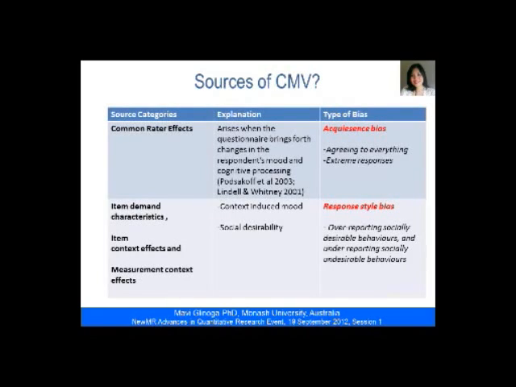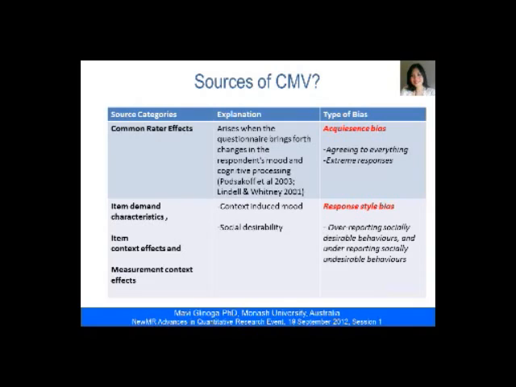The sources of common method variance or bias in our studies have been discussed by Ray a little bit earlier. So here, the first category is what we call in academia the common rater effects. Common rater effects arise when the questionnaire brings changes in the respondent's mood or cognitive processing. So these things, as Ray basically talked about earlier, when everybody tends to agree to all the questions. It might be because your scale has agree on the left or on the right. It might be because of the layout of your questionnaire.